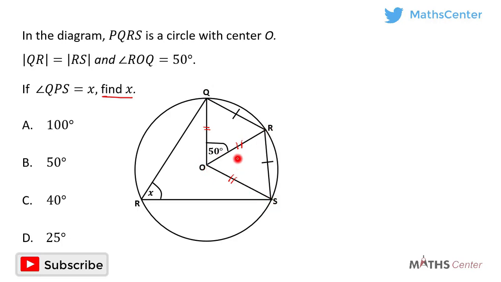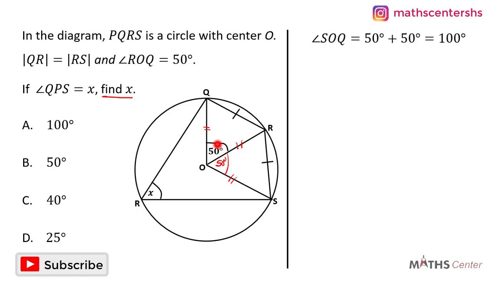If they are the same, then if angle QOR is 50 degrees, then it means that angle ROS is also 50 degrees. So the angle here is also 50 degrees. So the angle SOQ will be equal to 50 degrees plus 50 degrees, which is 100 degrees. So the total angle formed here is 100 degrees.